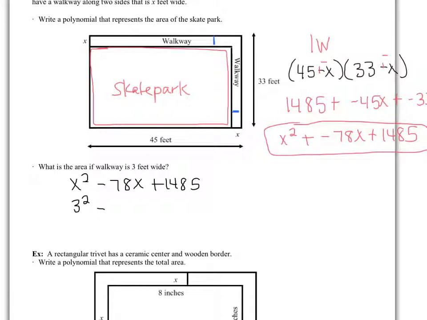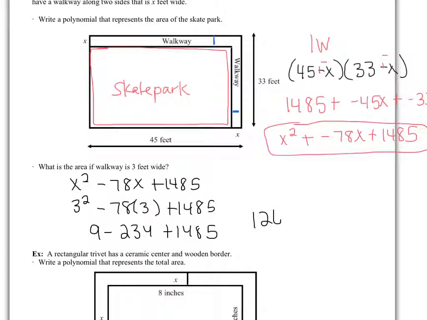So I have 3 squared minus 78 times 3 plus 1485, so that would be 9 minus 234 plus 1485, which comes out to 1,260, and since it's area, it is feet squared.